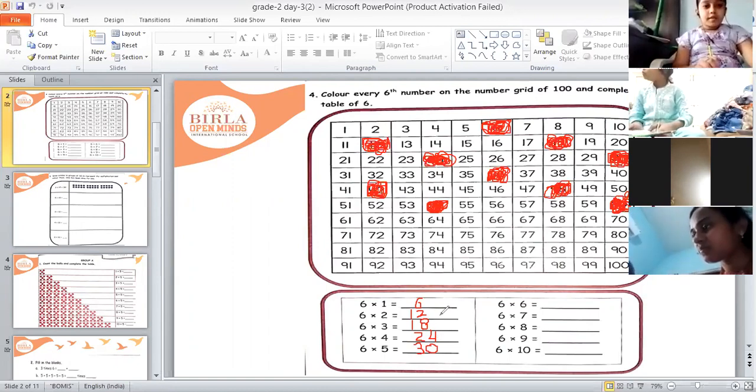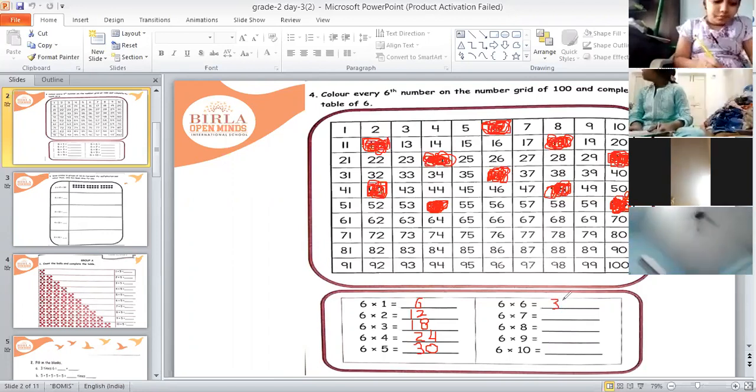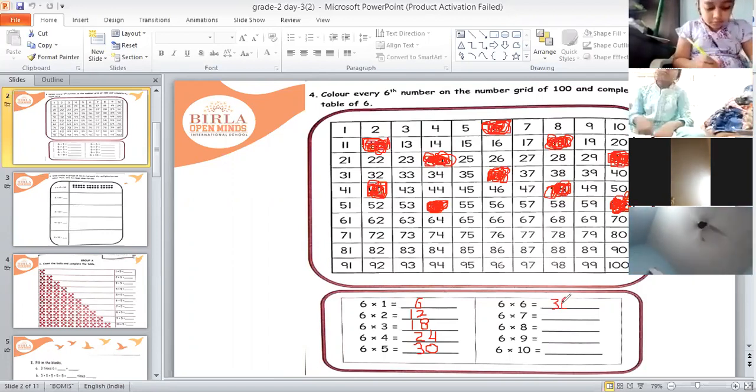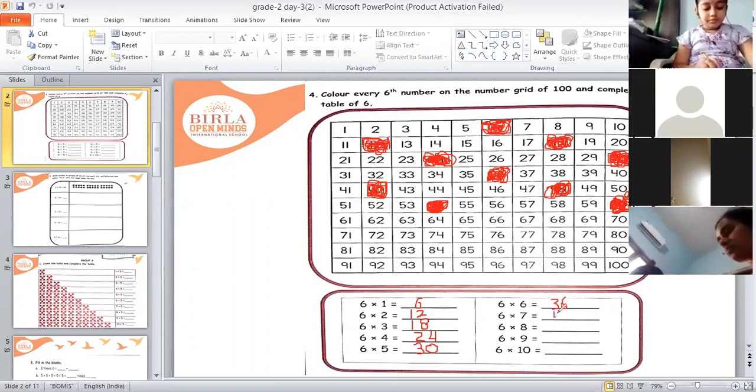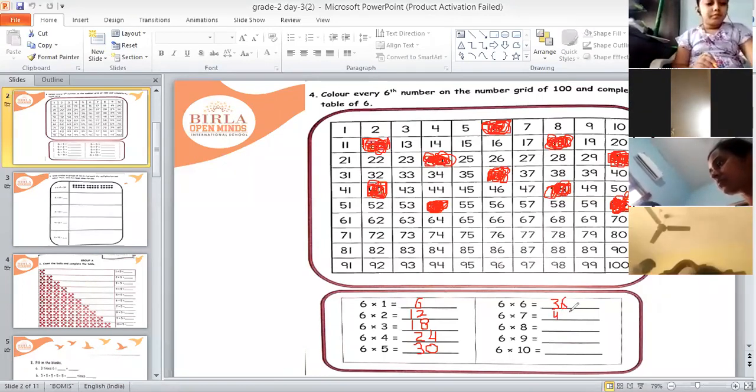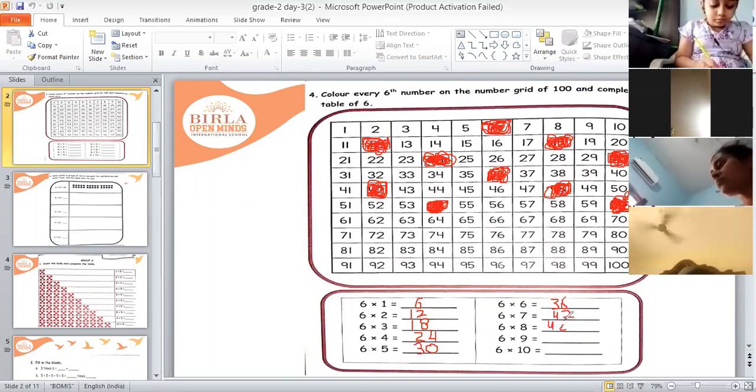After 30, which number? We have colored number 36. So we will write here 6 sixes are 36. After that, we have colored the number 42, so 6 sevens are 42. Then next we have colored the number 48, so 6 eights are 48. Then 6 nines are 54, we have colored the number 54. And then last is 6 tens are 60.